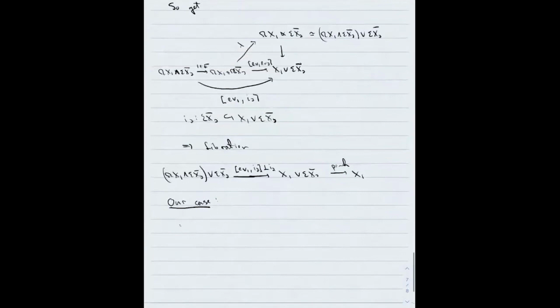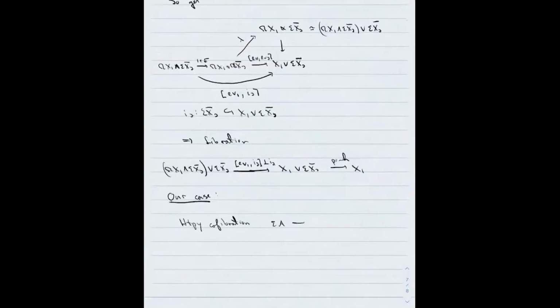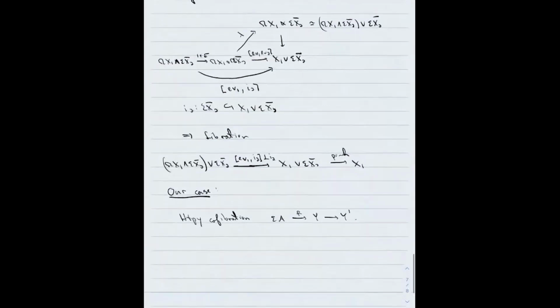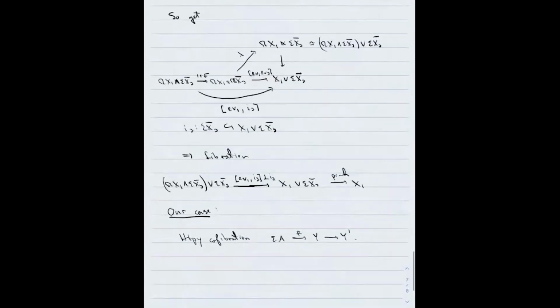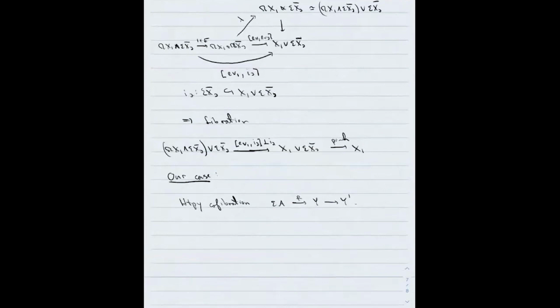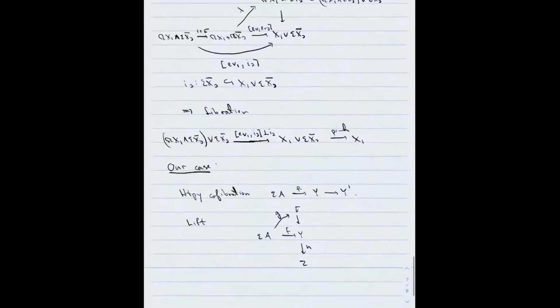So we've got this homotopic fibration, suspension A to Y prime. And then we've got a lift. So we had a map from Y into Z with fiber E. And F is lifting by some map G, and we get a little bit of leeway in choosing G.